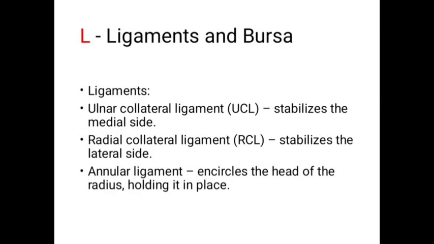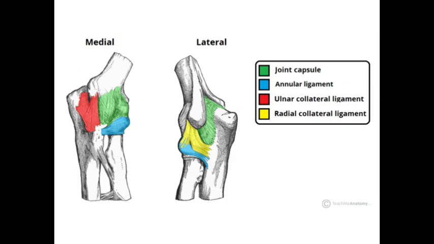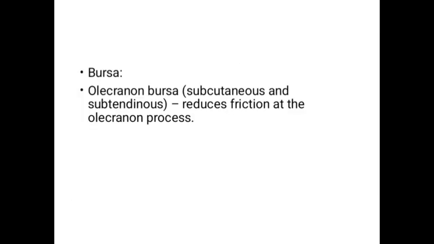Now for ligaments, the ligaments and bursa found in the elbow joint include the ulnar collateral ligament that stabilizes the medial side, the radial collateral ligament that stabilizes the lateral side, and the annular ligament that encircles the head of the radius, holding it in place. This is a diagram showing the different ligaments. The green shows the joint capsule, the blue shows the annular ligament that encircles the radial head, the red shows the ulnar collateral ligament, while the yellow shows the radial collateral ligament. Now for bursa, the most important is the olecranon bursa that reduces friction at the olecranon process.